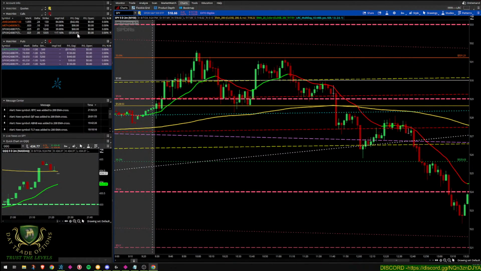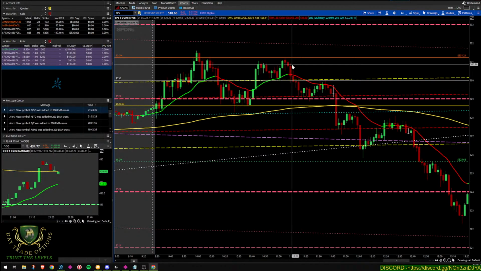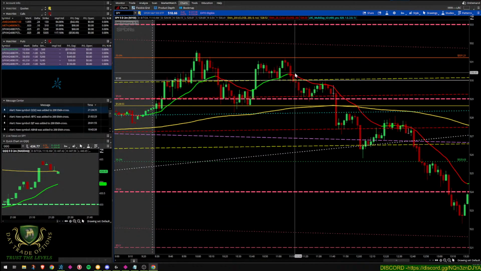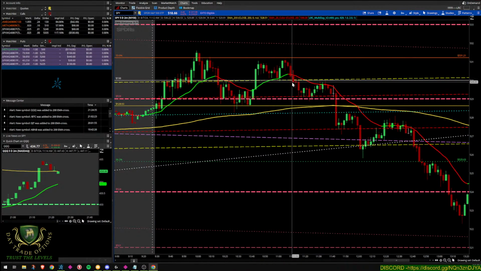I lost $530 on that move right there. Got in here and ended up getting out. 200 EMA cross up. I did follow my rules, so I had a close here. I had a close here, and then I exited as soon as I could, which was like right in here somewhere. So as soon as this closed, I hit my sell button and got out.